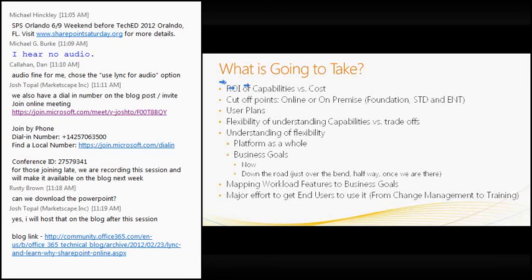I can't stress enough knowing your business goals, having those down for now but also down the road, just over the bend, and also what your final picture needs to look like. Make sure you map those, again, to the workloads, and then also, do not underestimate this. It's a major effort sometimes to get end users to use it. And this could be anything from change management to training. So make sure that you make those plans accordingly.